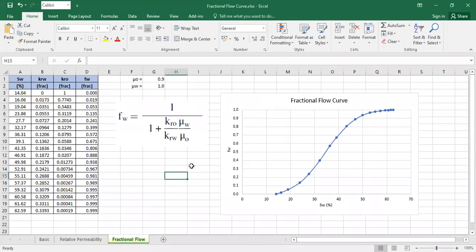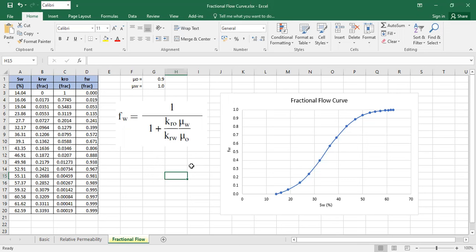So in this video, we will continue our fractional flow curve case. And in this series of videos, we will talk about the breakthrough analysis. To be detailed, I want to know what is the water saturation and what is the fractional flow at breakthrough. And I also want to know what is the average water saturation behind the waterfront at breakthrough.